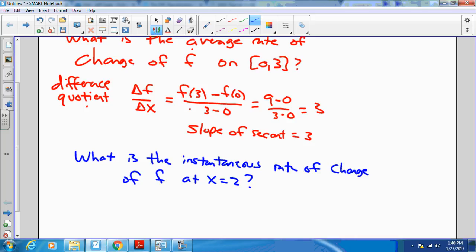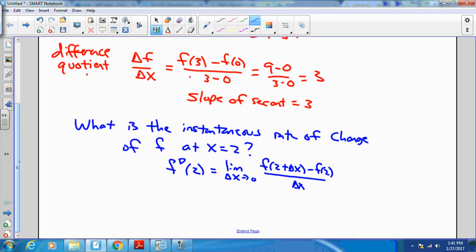I want to answer this question in a related but different manner, because an instantaneous rate of change is another word for a derivative. That's right. So I would spell this answer as f prime of 2. And if I wanted to, I could write that as the limit as delta x goes to 0 of f of 2 plus delta x minus f of 2 all over delta x. There's my definition of the derivative that computes that for me. It is the limit of a difference quotient.